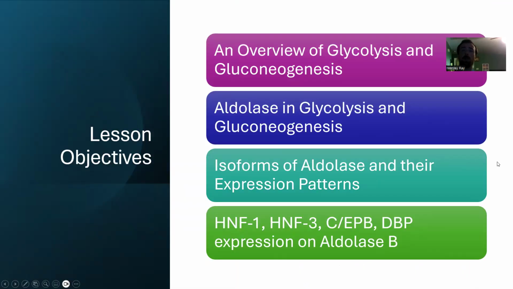Let's start over. So we're going to break this down into four different subtopics. We're going to give an overview on glycolysis and gluconeogenesis themselves, what those processes are and what they entail, why they are important, and how they are used in the body. We're going to talk about what aldolase does as an enzyme for the processes of glycolysis and gluconeogenesis. We're going to talk about the different isoforms of aldolase and where they are expressed in the body.